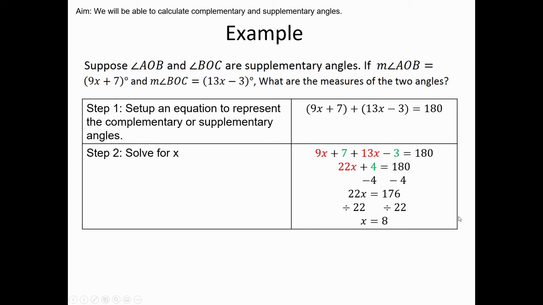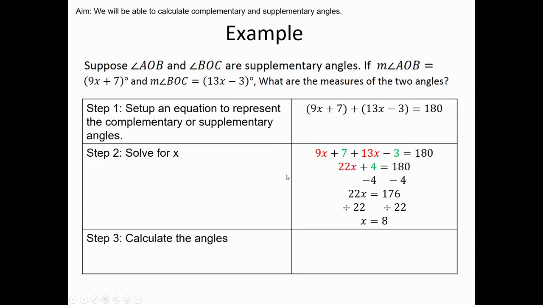And some of us who are going on autopilot right now are thinking, I'm done. I found out what x is. I can move on with my life. But notice, guys, this is a little bit different than the previous one. x does not represent one of these angles. These little expressions represent the angles. And the question is, what are the measures of the two angles? So in this scenario, we actually still need one more step. We have to calculate the angles.